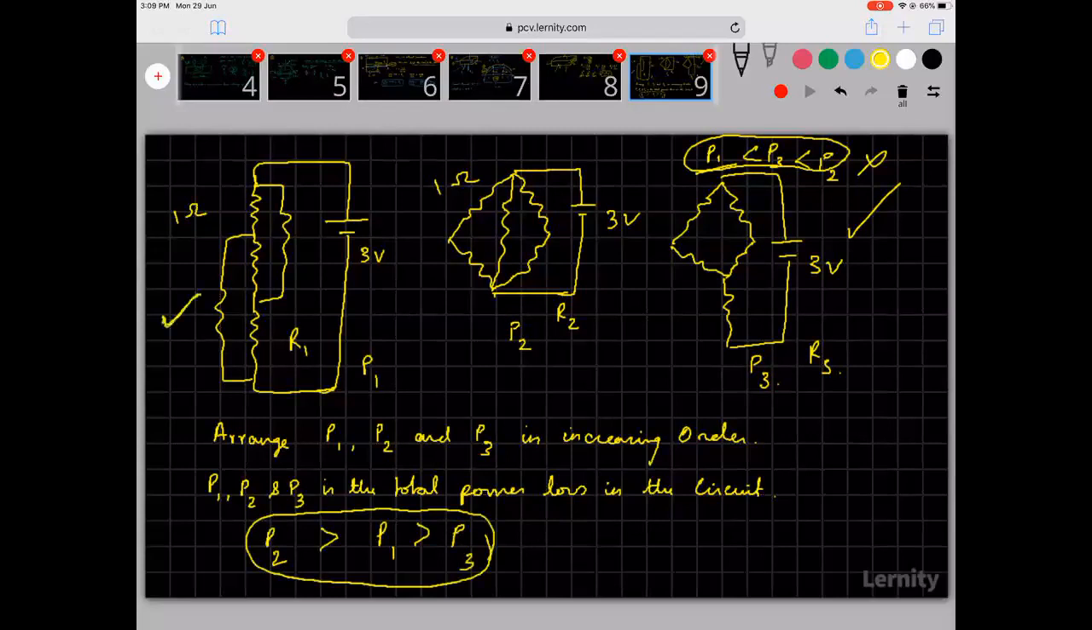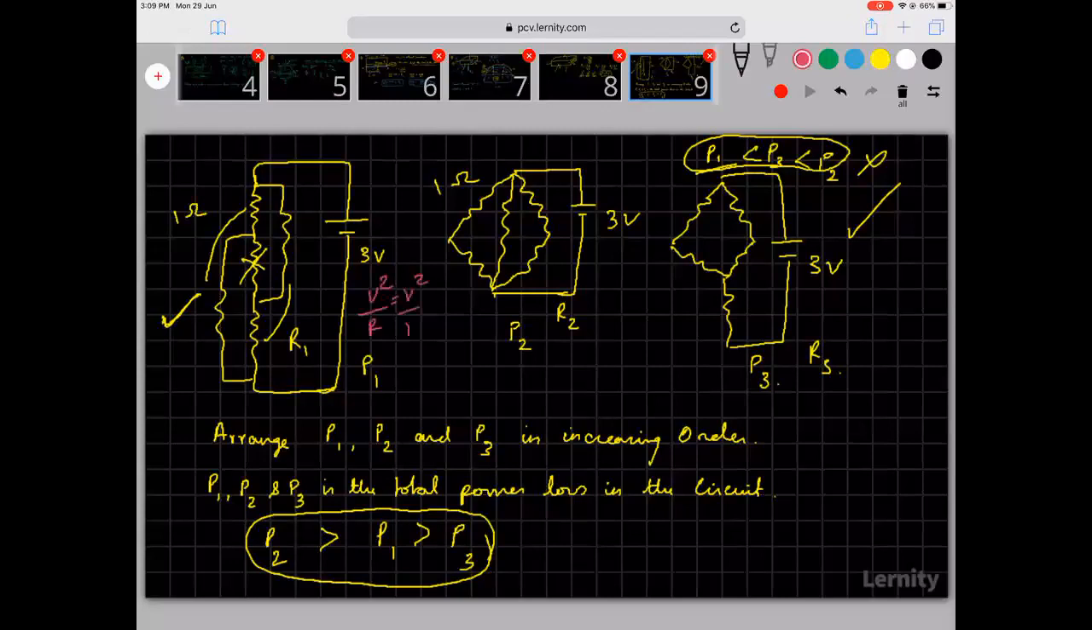So I can simply remove the middle resistor. If I remove the middle resistor, this is equal to 2R, and this is equal to 2R. 2R in parallel, the answer is R. So the power loss in the first circuit is going to be V squared by R, so that will be V squared by 1.